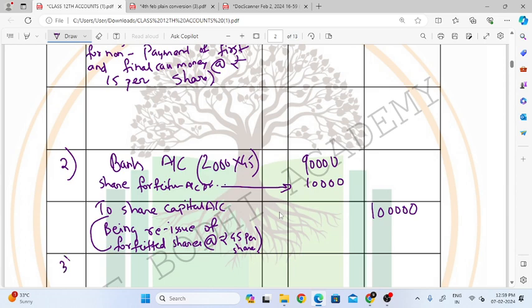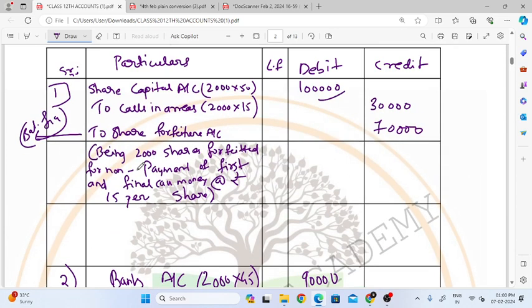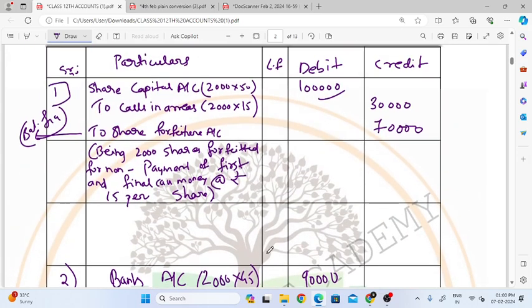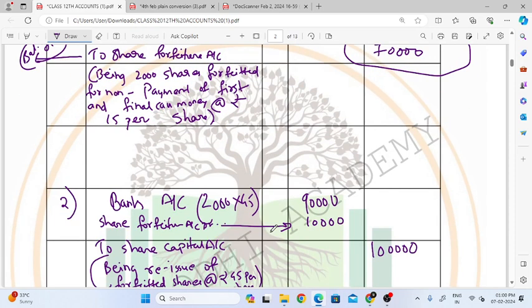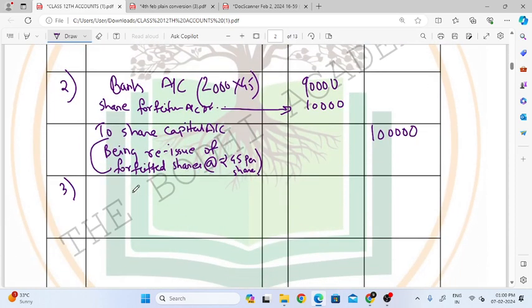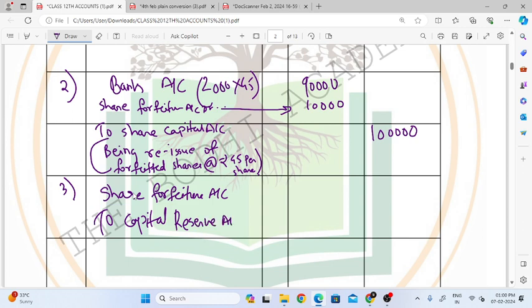Okay, then the third one. Now we have to check the share forfeiture account, both the balances, that is debit and credit. Now in debit balance we have got 70,000 and credit we have got 10,000. So the surplus we have to transfer to capital reserve account. So share forfeiture account debit to capital reserve account. How much is the difference we are getting now? So 70,000 minus 10,000 will get 60,000.